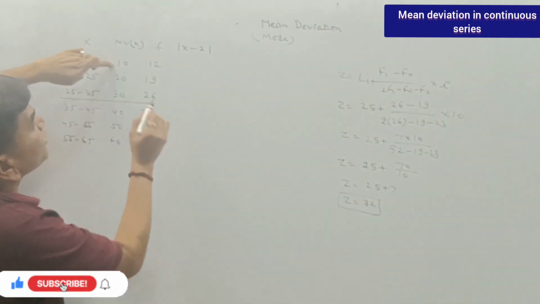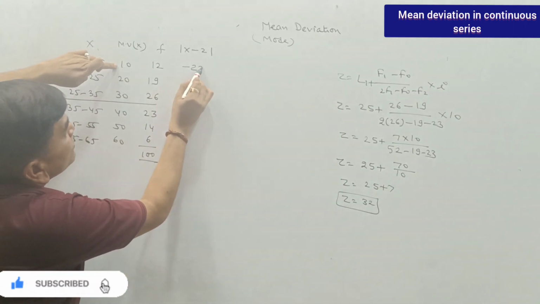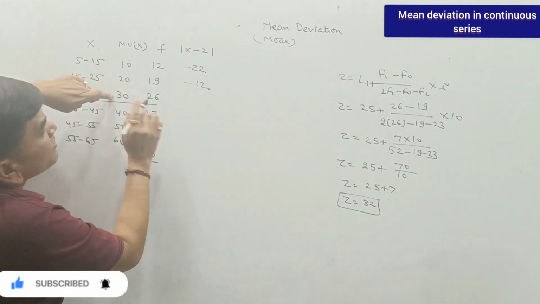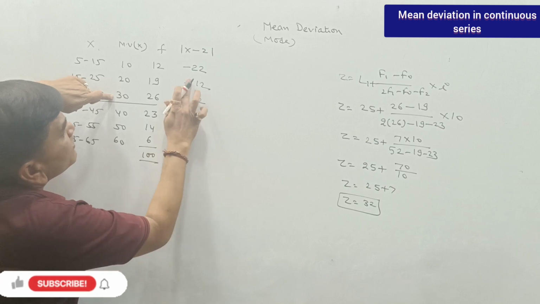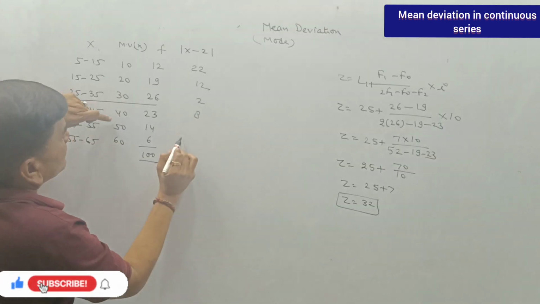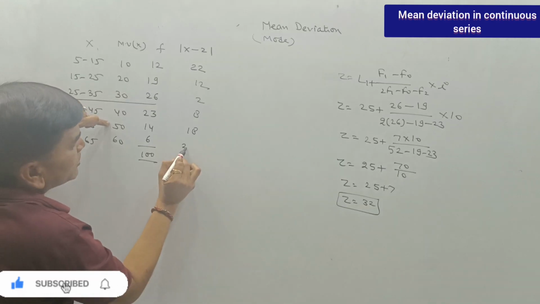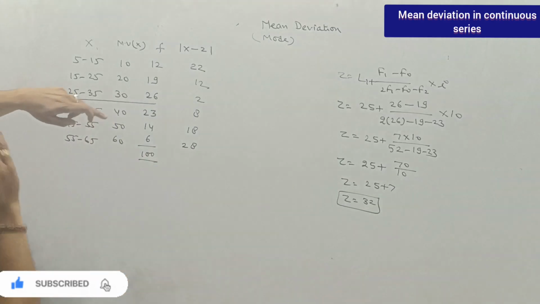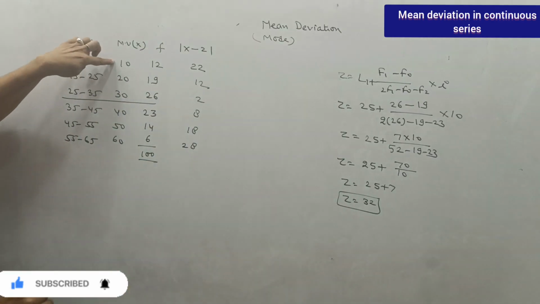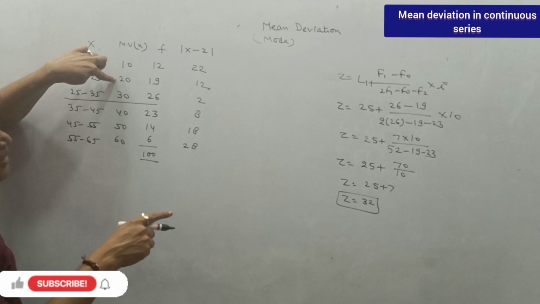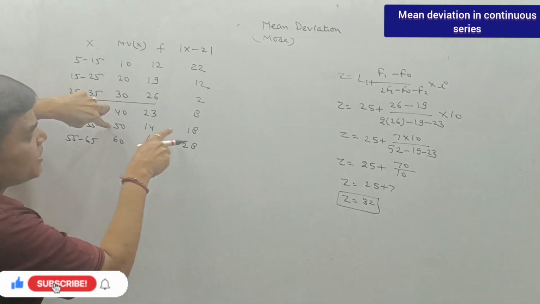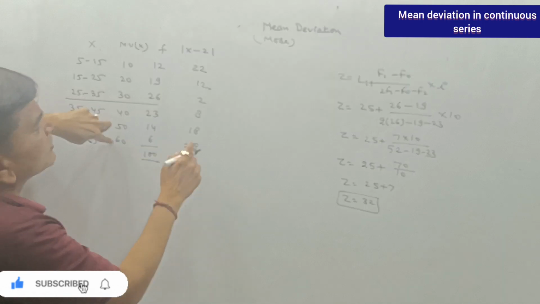We will subtract 32 from each value: 10 minus 32 is 22, 20 minus 32 is 12, 30 minus 32 is 2, ignoring plus minus, then 8, 18 and 28. This is x minus z, ignoring plus minus. From 10 we deduct 32, from 20, 30, 40, 50 and 60 we deduct 32.